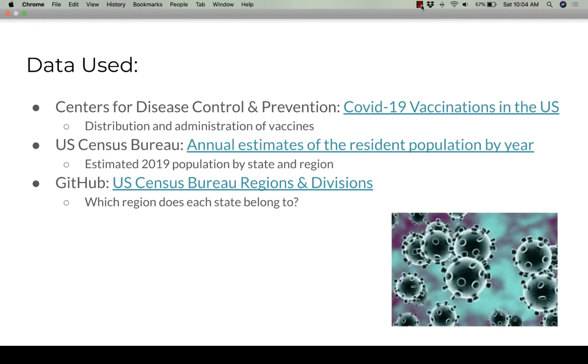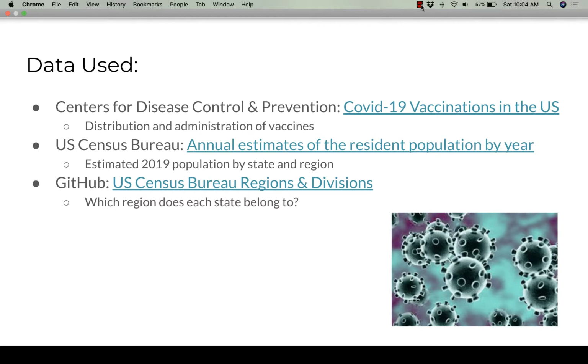To answer these questions, I used 3 data sets. I had to use 3 because there wasn't a single data set that contained all the variables that I needed for my analysis. I uploaded them separately into Tableau, and then connected them together using relationships. The first one I used, which contained most of the data I needed, was COVID-19 vaccinations in the US, created by the Centers for Disease Control and Prevention. It gave me information on the distribution and administration of vaccines, also by state.